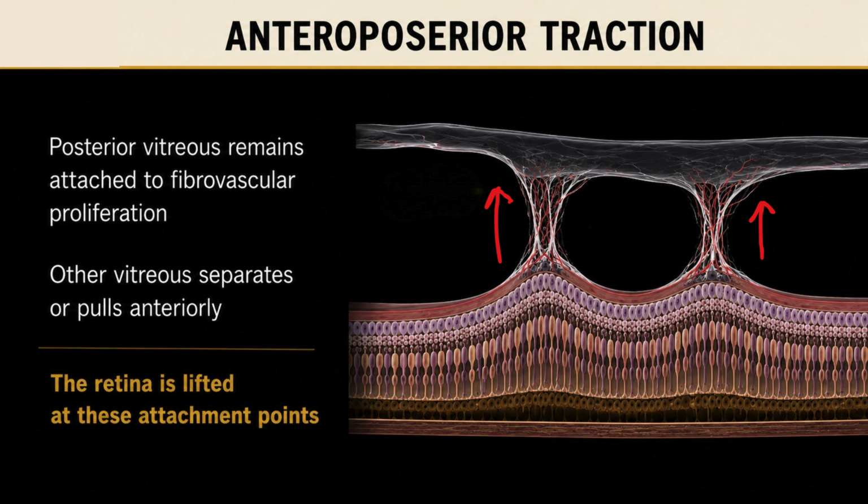The first is the anterior-posterior traction. Here, the posterior vitreous remains attached to the areas of the fibrovascular proliferation, while other portions of the vitreous pull anteriorly or separate. This lifts the retina at the points where the vitreous remains firmly attached.